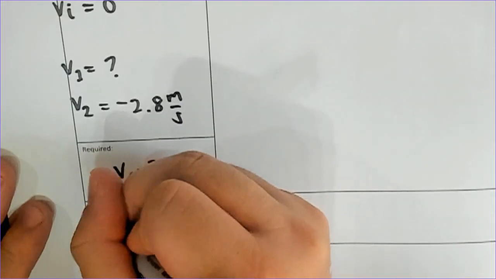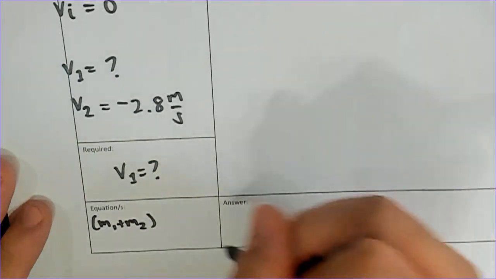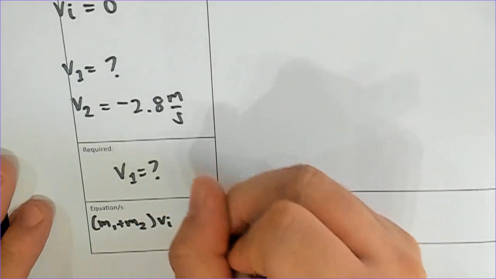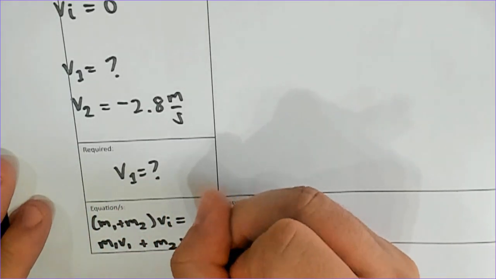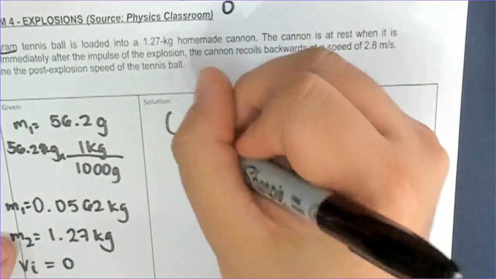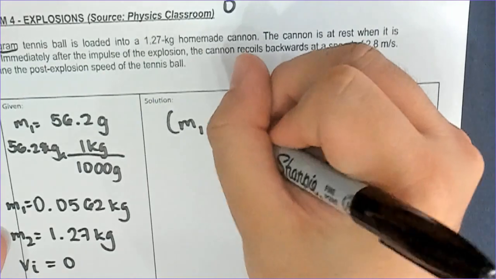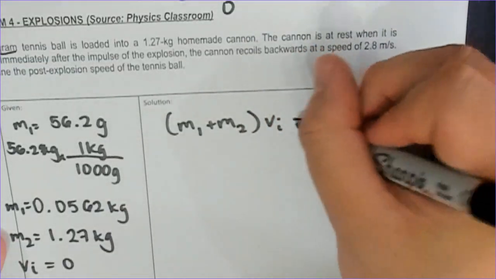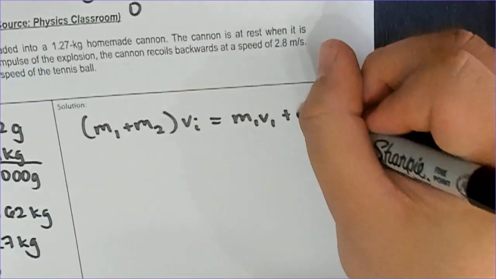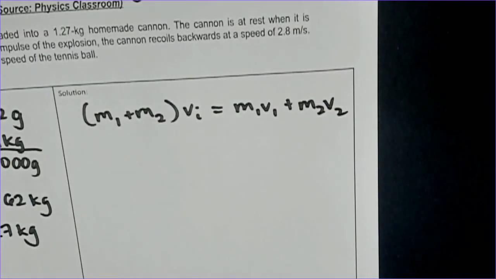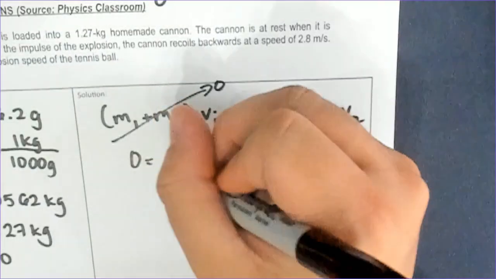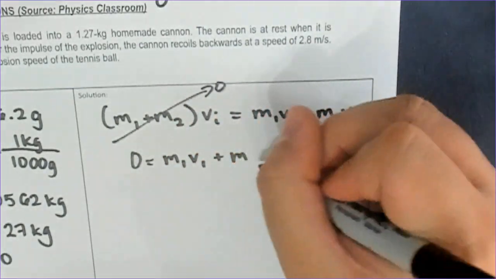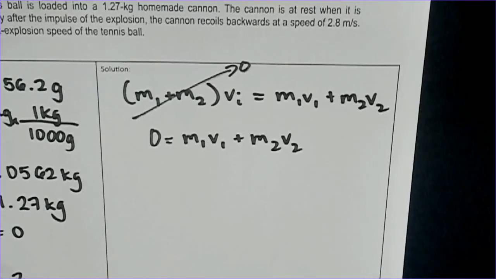You are looking for the velocity of the tennis ball, or V1, and we can simply use the equation that we put out, which is (M1 + M2) times Vi is equal to M1 V1 plus M2 V2. Let's write that down again: (M1 + M2) multiplied by Vi is equal to M1 V1 plus M2 V2. But you know that you're not using a moving cannon. It's at rest, therefore the momentum initially is 0. So it's just going to simplify to 0 is equal to M1 V1 plus M2 V2.